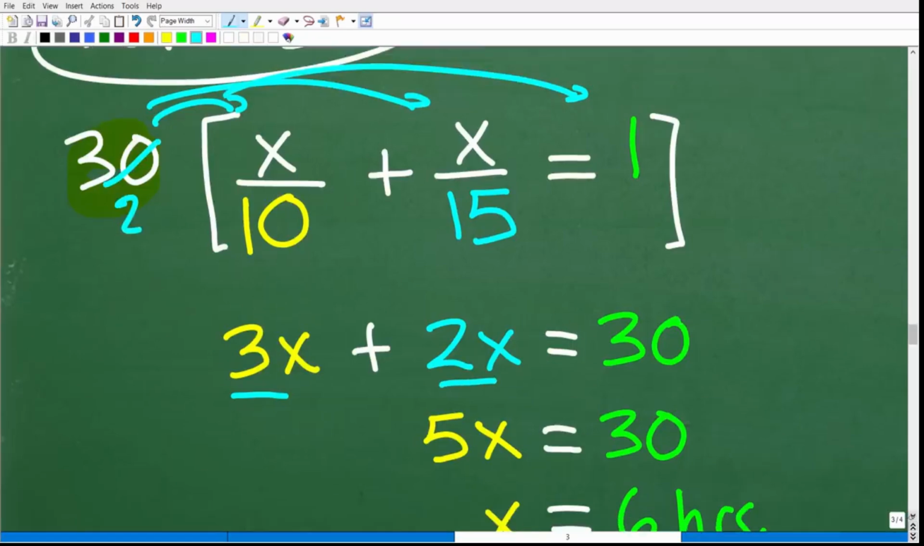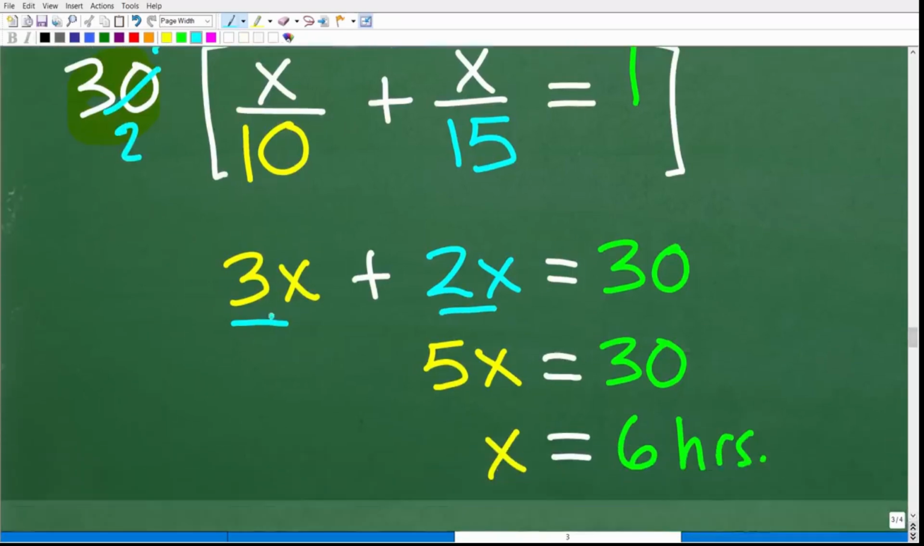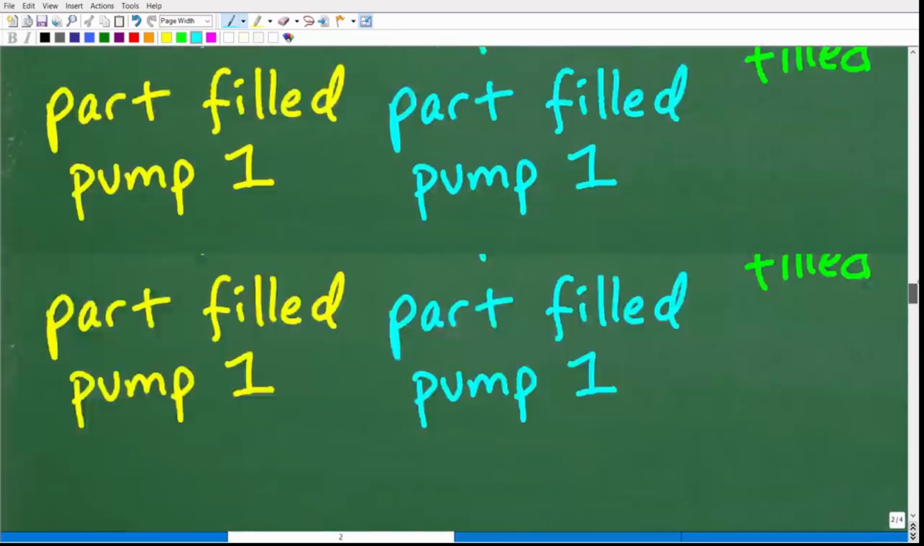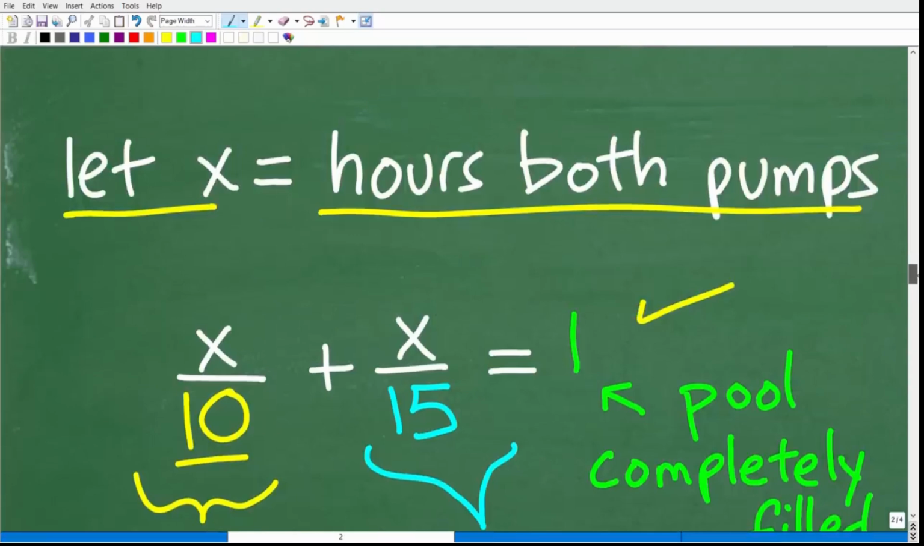All right, so we'll take a look at what we have. We pretty much have the same equation. 3x plus 2x, 5x, is equal to 30. Divide both sides of the equation by 5. x is equal to 6. 6 what? Hours, because we defined x as the number of hours up here. It would take both pumps working together.